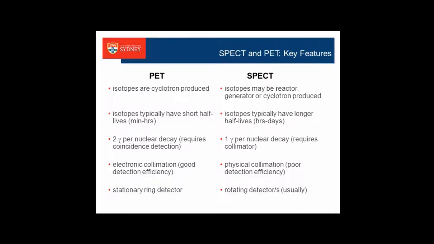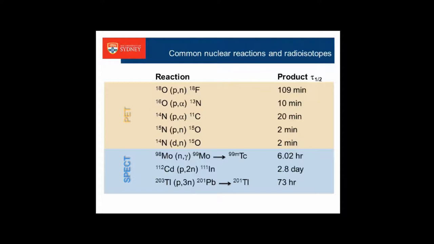In terms of the radioisotopes we use in PET and SPECT, here's a list of the more common ones. And you'll notice there that the half-lives of the PET isotopes are typically quite short, from minutes to just a couple of hours in the case of fluorine-18. More common SPECT radioisotopes are shown at the bottom there with half-lives of hours or days.